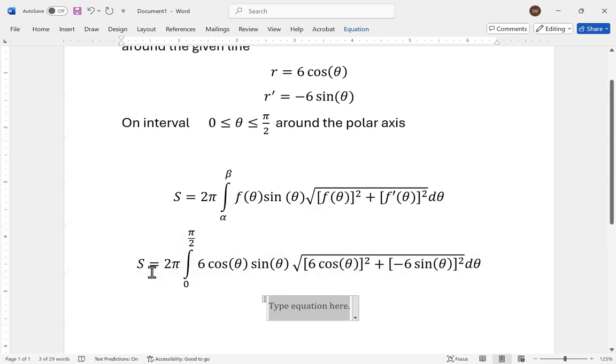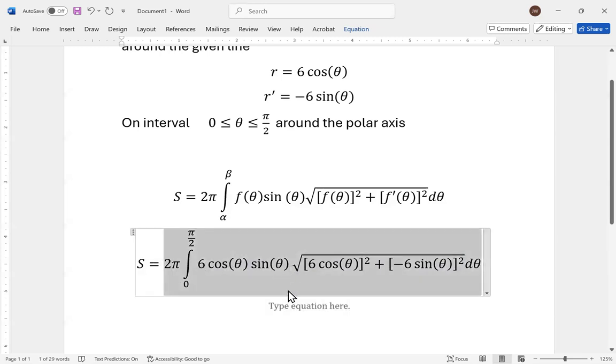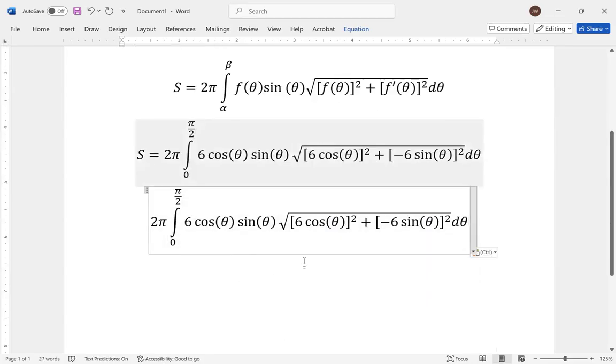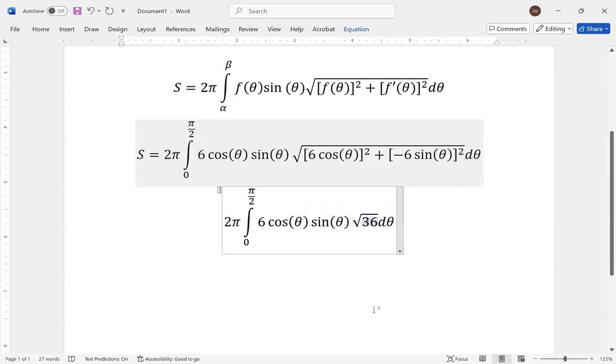Now this one you can actually do a little bit of work by hand. It's actually pretty straightforward if you do it by hand. Nothing crazy here. This is 6 cosine squared plus quantity negative 6 sine squared. Cosine squared plus sine squared is going to be equal to 1. This negative 6, when I square it, is going to turn into a 36. This 6, when I square it, turns into a 36. So I'm going to end up with 36 times cosine squared plus 36 times sine squared, which when we add those up just gives me 36. Square root of 36 is 6.